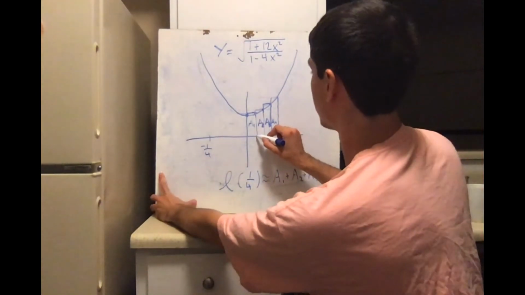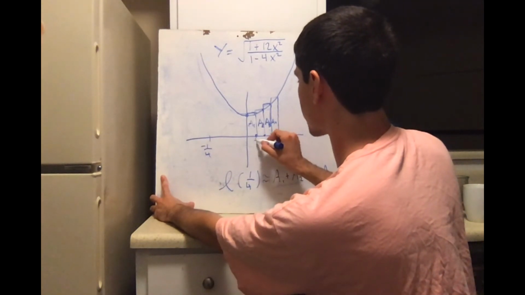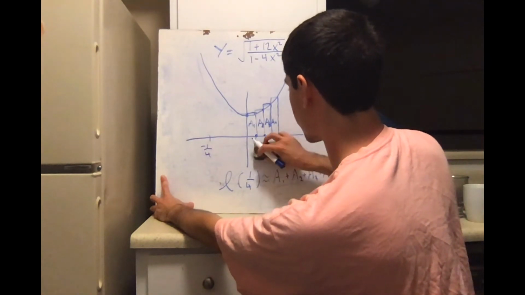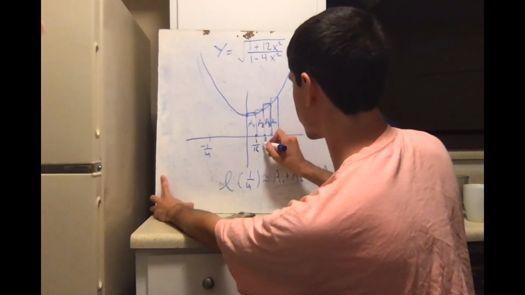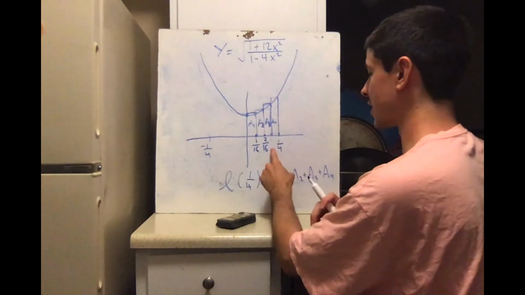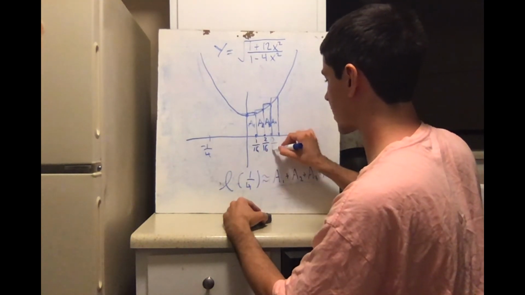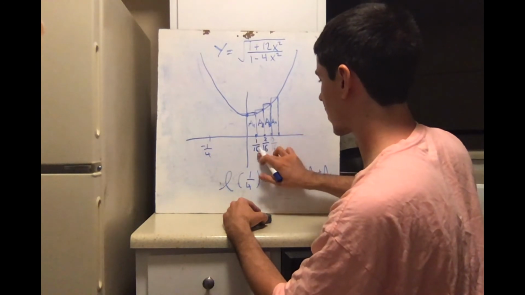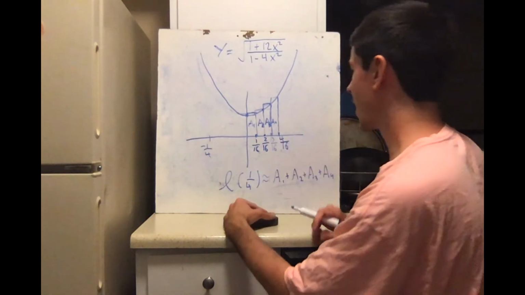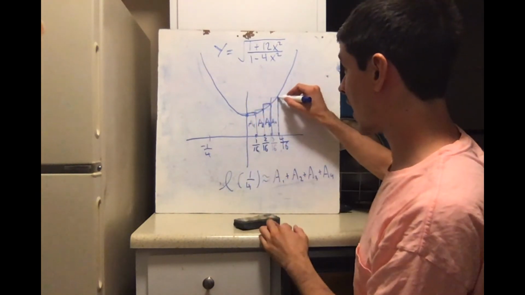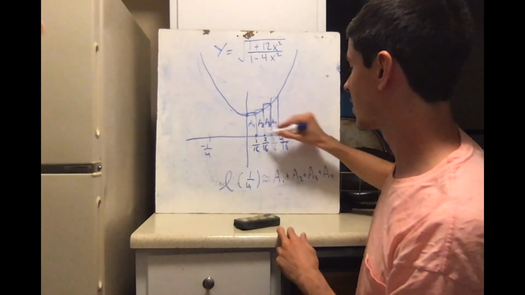If we divide this evenly from 0 to 1/4, this right here would be 1/16, this would be 2/16, this is 3/16, and then 1/4, of course, is the same as 4/16. And we've evaluated the function on the right end of the rectangle in each case.